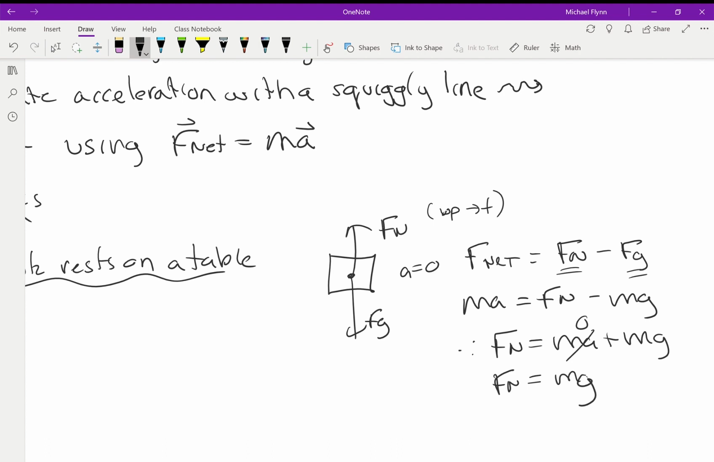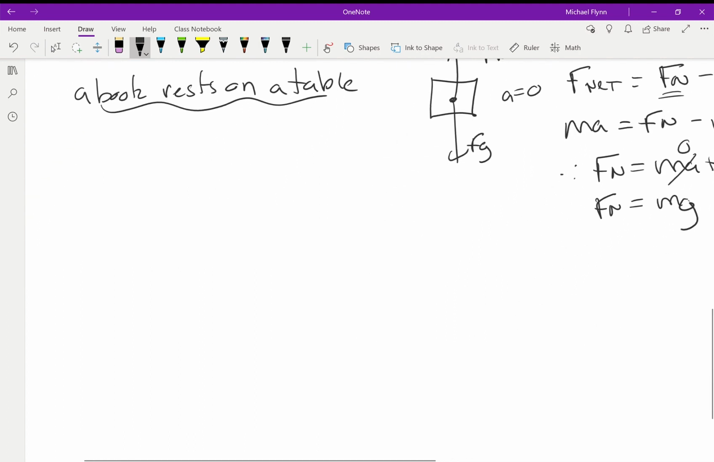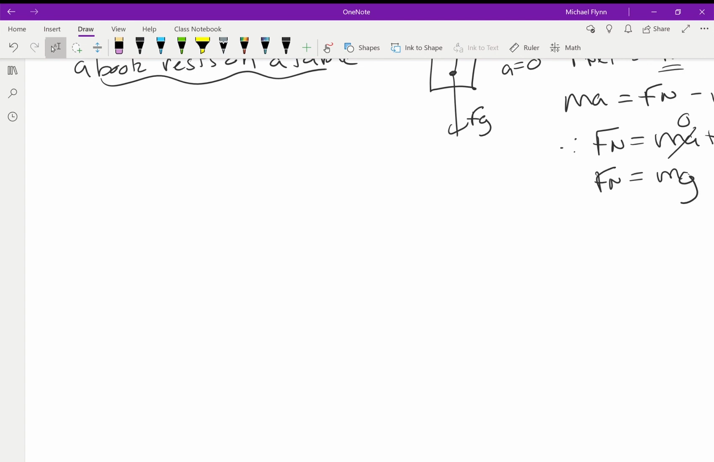In other words, that upward force of the table pushing on the book is equal to the downward force of gravity. That's why the book doesn't go anywhere. That's why it just sits there and stays at rest and doesn't accelerate, because the net force acting on it is 0. Okay, so this is your free body diagram. And from now on, I'm just going to write FBD for free body diagram. And that's it. All right, so let me show you something else.